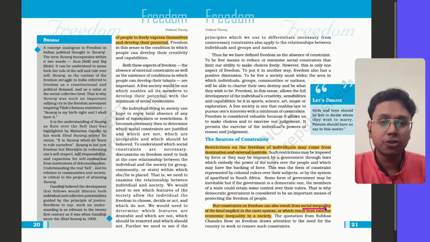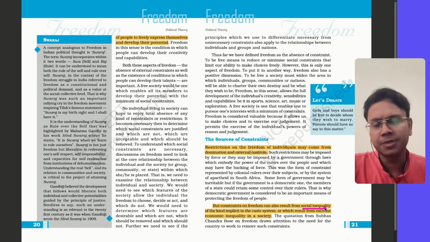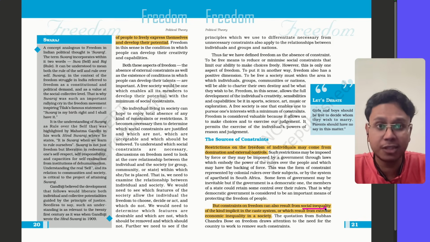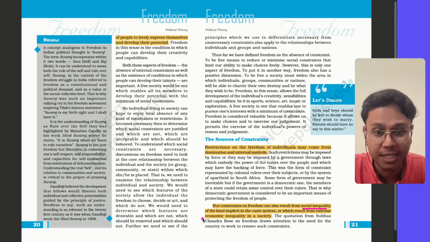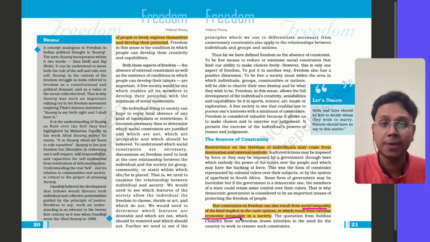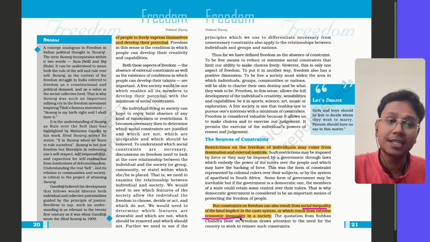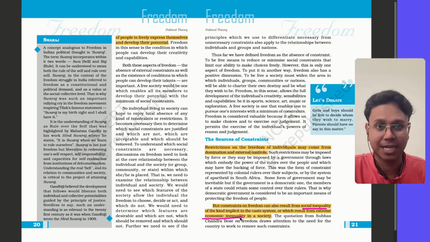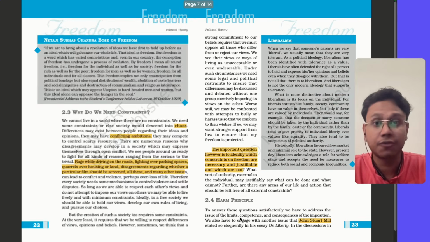So legal or constitutional constraints are in a way fine because they help us widen the scope of freedom. But there are social constraints and economic constraints in society. A person from a poor background may not be able to give proper education to his children. That is an economic constraint. So these constraints exist in our society. These are constraints on freedom today.